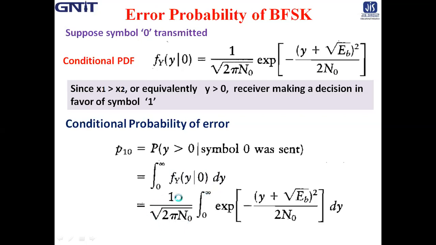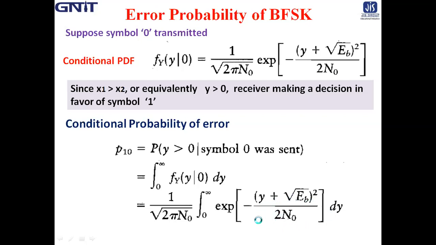So that is 1 by 2 pi. We have already determined this conditional probability: 1 by 2 pi n0, square root of 2 pi n0, integration of 0 to infinity e to the power minus (y plus root over EB) whole square by 2n0 into dy. Now how to solve this expression?